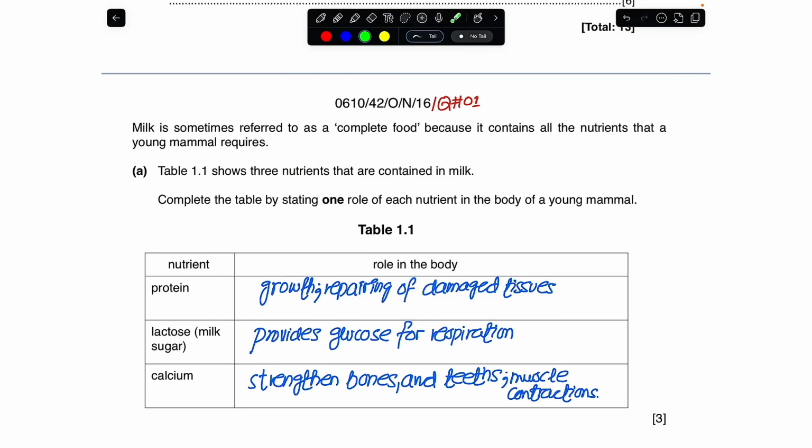Now coming up to this question, and this appeared in the October-November 2016 theory paper, variant 4-2. For your exam, this was question number 1. A mega question this was in that year, a total of 21 marks.